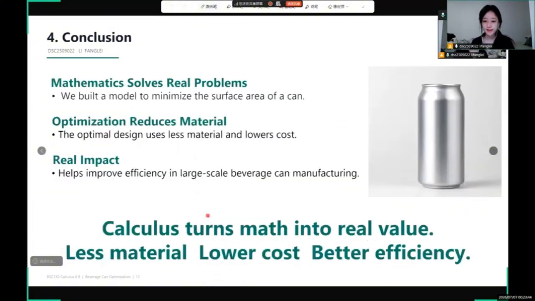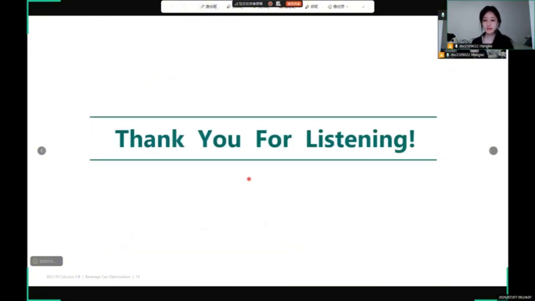In conclusion, this part shows how calculus can be applied to real engineering problems. It helps us understand not only how to calculate the optimal solution, but also how mathematical models can be used to improve real-world decision-making. So, this concludes our team presentation. Thank you for listening.